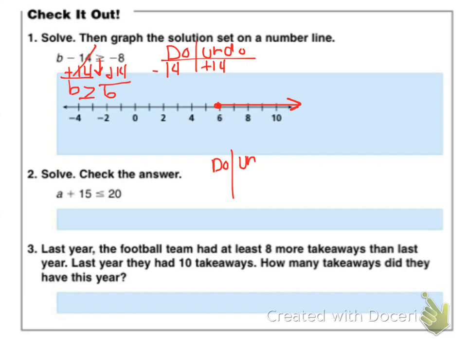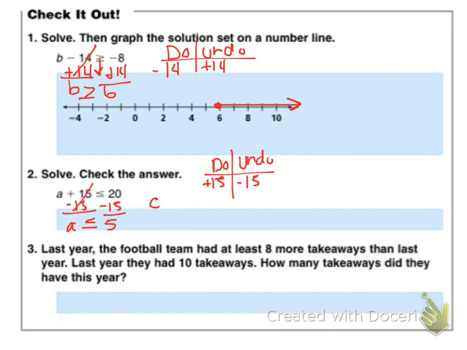So on number 2, we're going to solve a plus 15 is less than or equal to 20. We're going to do the same thing, use our do and undo chart, and because we're adding 15 to both sides, we're going to subtract 15 from both sides. So a plus 15 is less than or equal to 20, subtract 15 from both sides, and 15 minus 15 cancels out, so you're left with a on the left side is less than or equal to 20 minus 15 is 5.